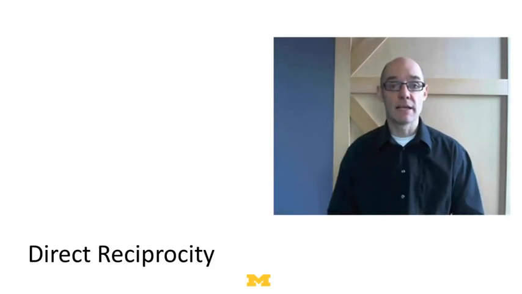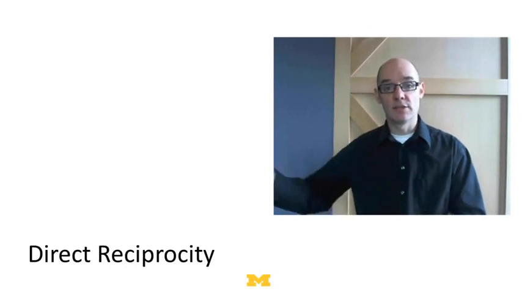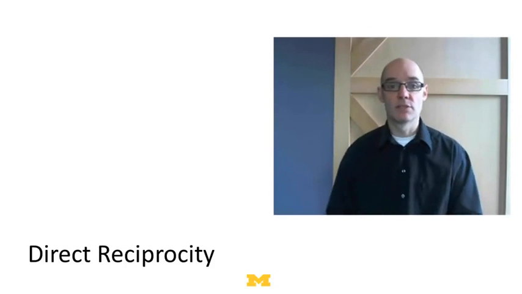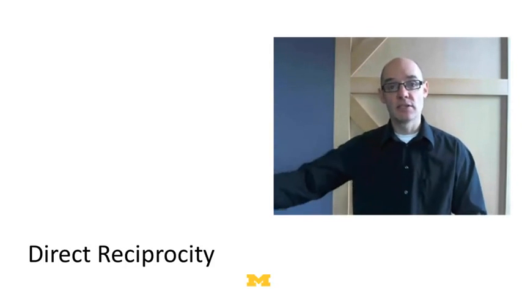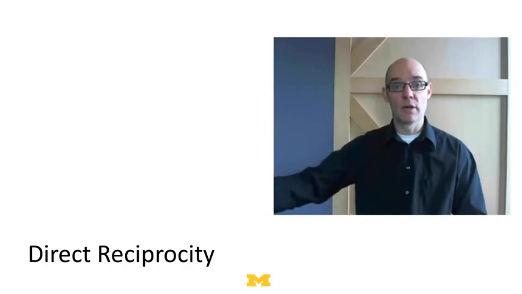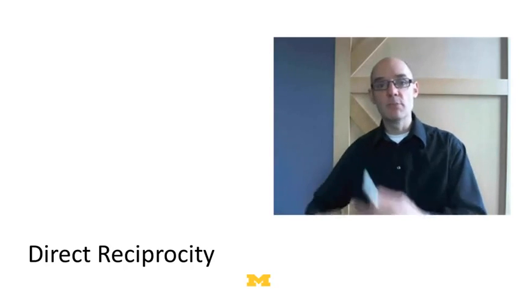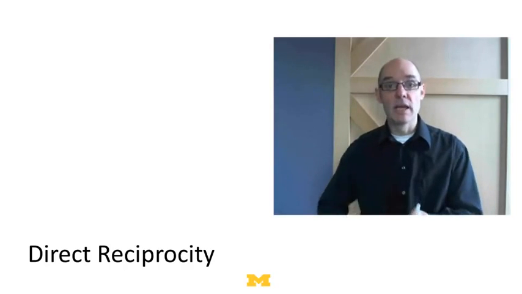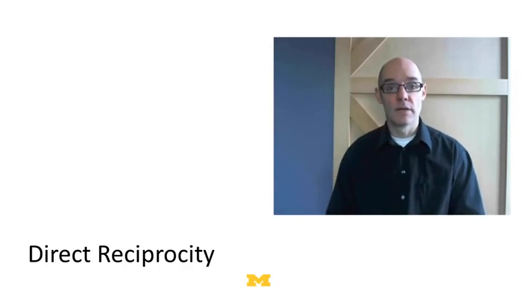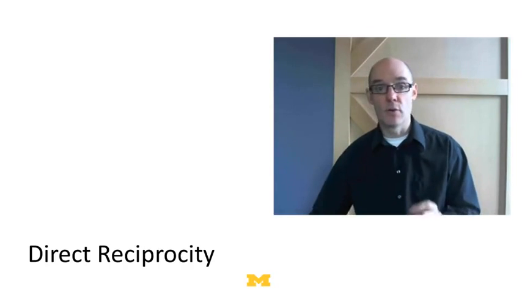My colleague Bob Axelrod has a very simple strategy that can induce cooperation in the prisoner's dilemma called tit for tat. We both start out cooperating, and as long as the other person keeps cooperating, we cooperate. If that person ever defects, then I defect. And this very simple strategy can keep us both cooperating, provided we meet often enough. And that's the essence of direct reciprocity.